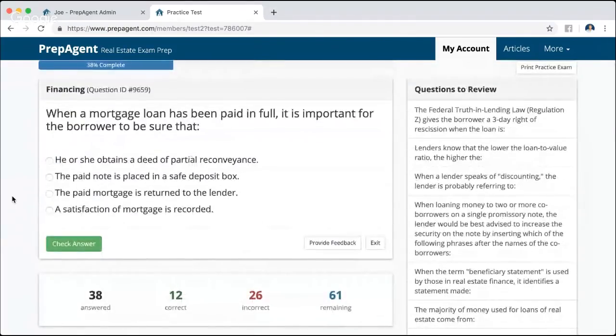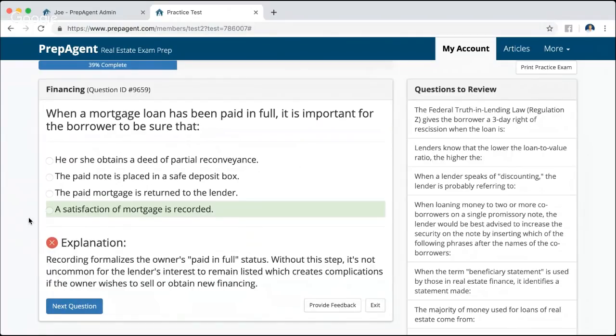When a mortgage loan has been paid in full, it's important for the borrower to be sure that A, he or she obtains a deed of partial reconveyance. B, the paid note is placed in a safe deposit box. C, the paid mortgage is returned to the lender. Or D, a satisfaction of a mortgage is recorded. And the answer is D, a satisfaction of a mortgage is recorded.